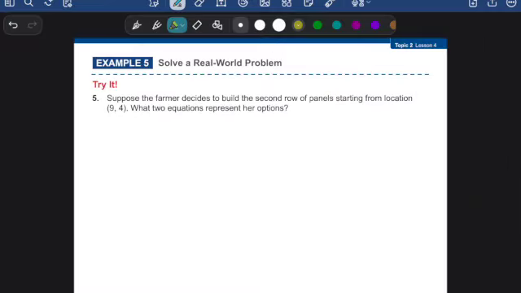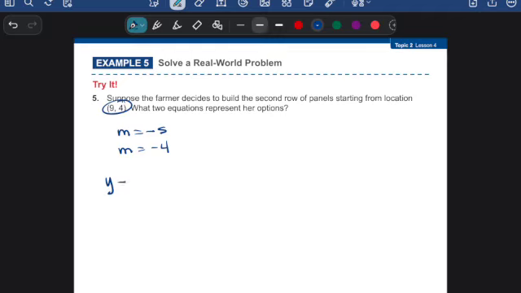Suppose the farmer decides to build the second row of panels starting from a location at 9, 4. So now our point is different. The slopes are still going to be the same. Okay, so remember, one slope was -5 and the other slope was -4. So we're going to write those two equations. Y opposite the y value equals my slope times x opposite my x value.